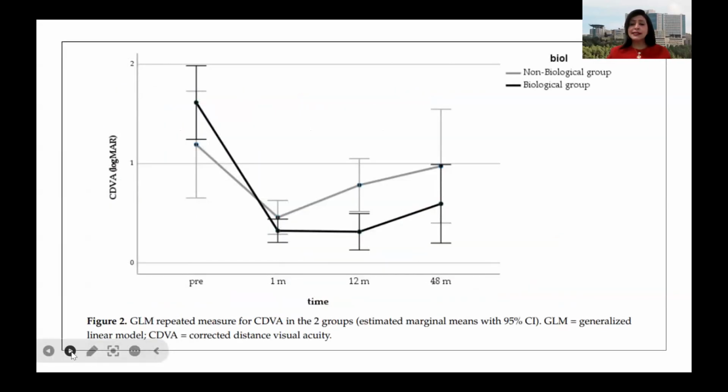And this graph shows us the distance-corrected visual acuity. In the biologic group, shown here in the black line, there was improvement post-operatively at all time points: 1 month, 12 months, and 48 months. Whereas in the non-biologic group, the visual acuity did improve only at 1 month post-operatively.